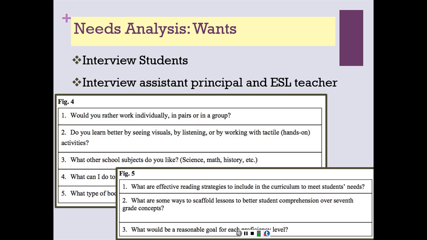Finally, the last portion of the needs analysis, I evaluated students' wants. I conducted interviews with students to see what interests they had, both in and out of the school, so that I may incorporate these topics into the reading course. I also wanted to consider the wants of other stakeholders, such as my assistant principal and campus ESL teacher, so I interviewed them as well.